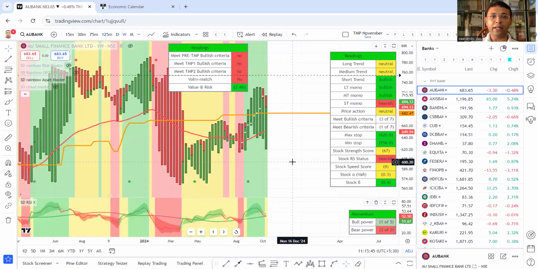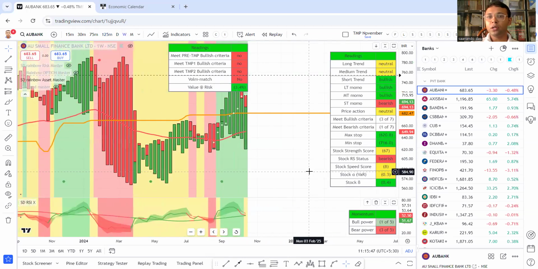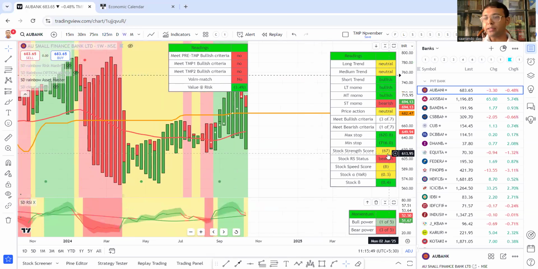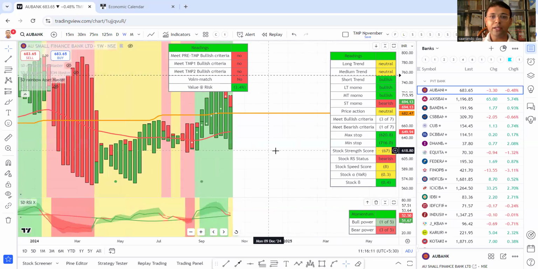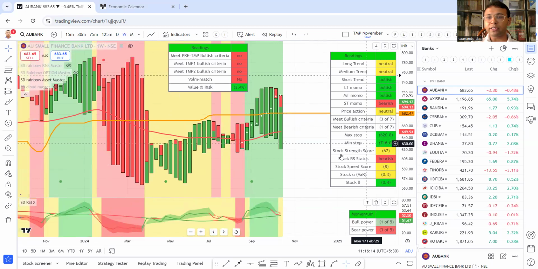AU Small Finance Bank. What are my rules? My rule is that the stock strength score, which is 67 here, has to be 70 minimum, or else I don't buy or invest any big quantity. Small tracker quantity is allowed. RS status has to be rising, speeding, or extreme bull. Speed score has to be greater than 10 or higher. So AU Small Finance Bank was not satisfying these criteria.